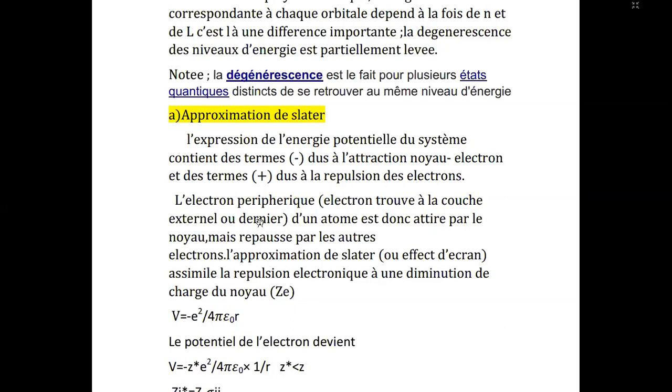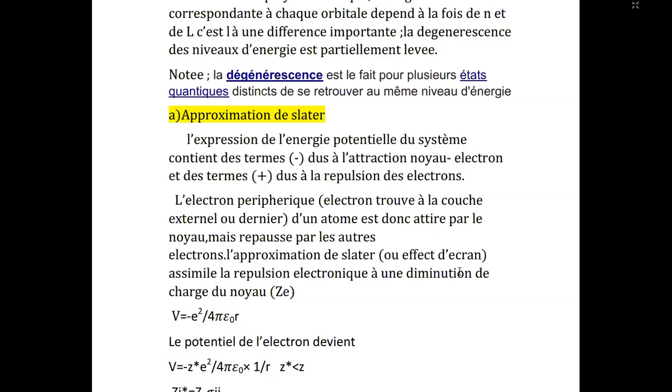Like l'approximation de Slater, or effet d'écran: assimiler la répulsion électronique à une diminution de charge du noyau. So the approximation de Slater is also called effet d'écran. This one I want to comment on. Sometimes they can use effet d'écran instead of approximation de Slater. They say calculate the effet d'écran, then you are confused. What's this?